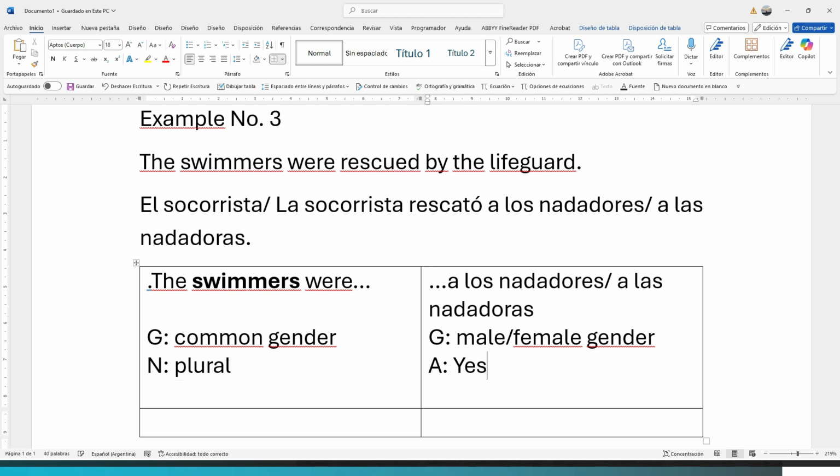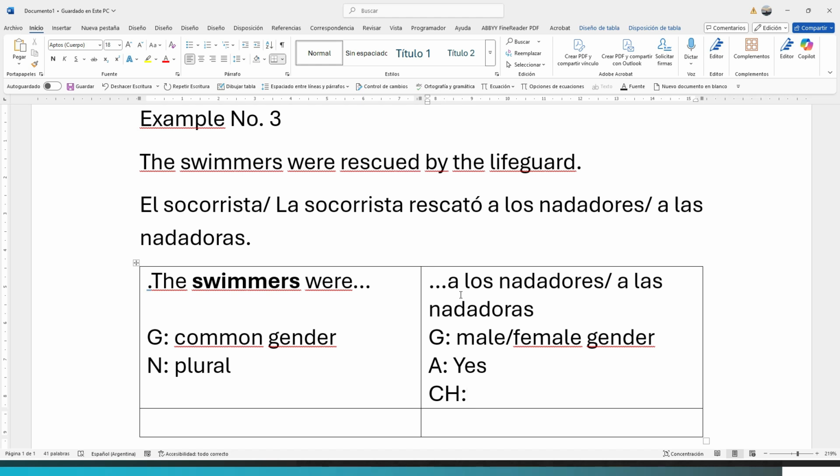Do we have ambiguity in this construction? Yes. Which one of the two genders would you choose? The male one, nadadores, or the female nadadoras, when we do not have any kind of reference in the sentence which allows us, translators, to decide in favor of one or the other. No pronouns, no determiners, no proper noun.